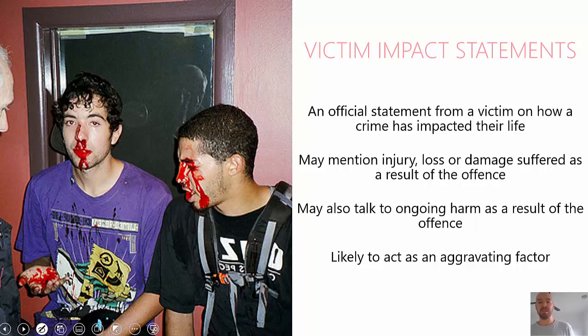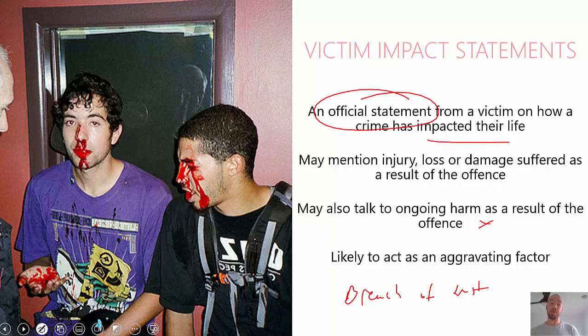The other thing we'll consider is victim impact statements. Victims are involved in the sentencing process. They get to prepare an official statement, which they can read out as part of the sentencing process at a plea hearing. And they get to talk about how the crime has impacted their life. It may talk about ongoing harm that's happened as a result. It might mention that there was a breach.